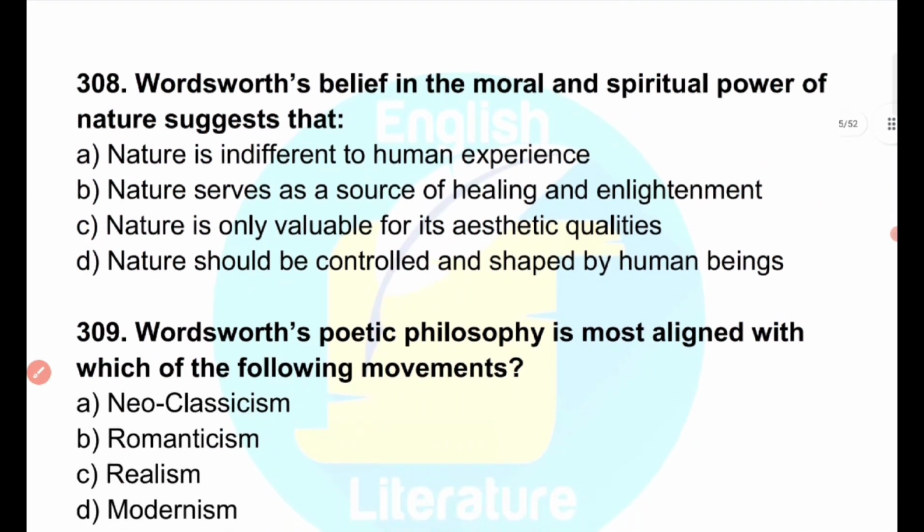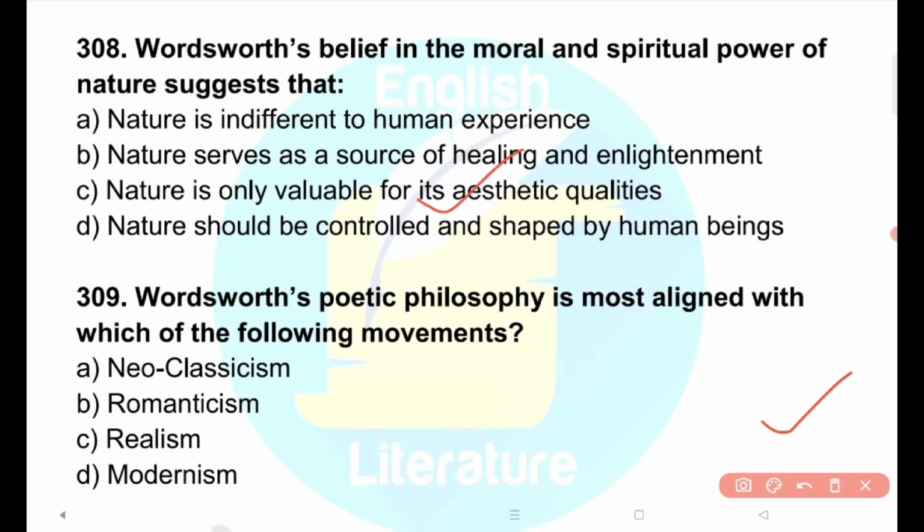Wordsworth believed in the moral and spiritual power of nature, which suggests that option B, nature serves as a source of healing and enlightenment. His poetry presents nature as a moral teacher, a healer, and a spiritual guide. The Prelude, Lines Written in Early Spring.